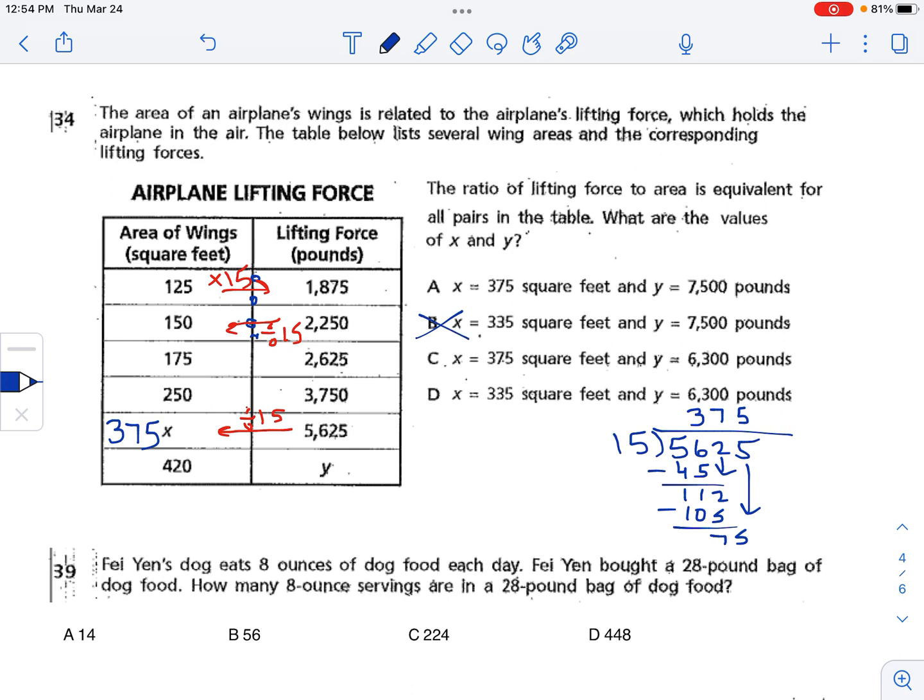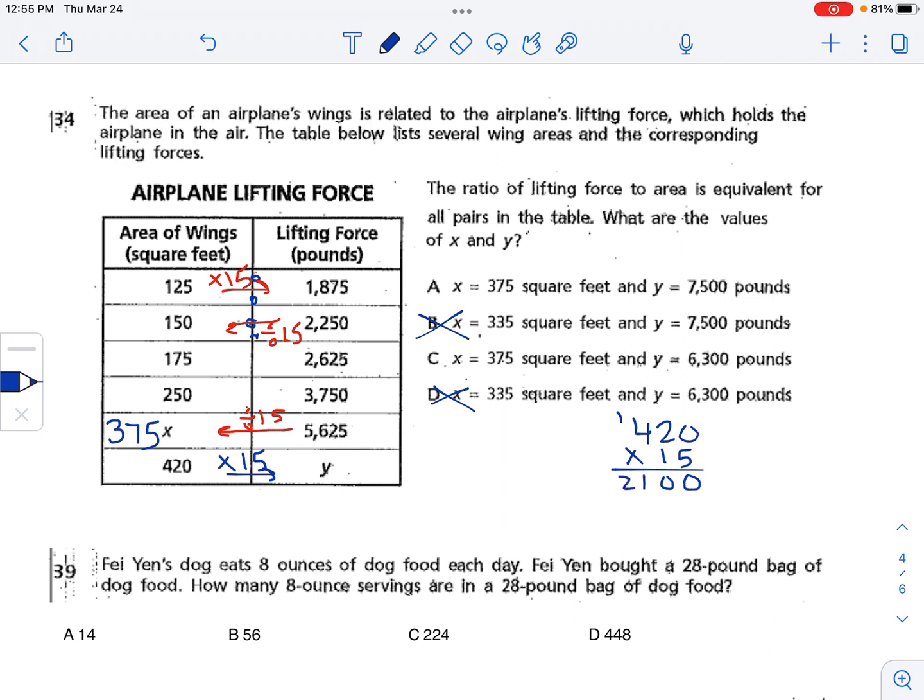So in my options here, I can cross out B and D. And to figure out what Y is, we're going to multiply 420 by 15. All right, 420 times 15. 5 times 0 is 0. 5 times 2 is 10. Carry the 1. 5 times 4 is 20. Plus 1 is 21. We need a placeholder, and then I have a row of 420. So that means Y is 6,300, and that is option C.